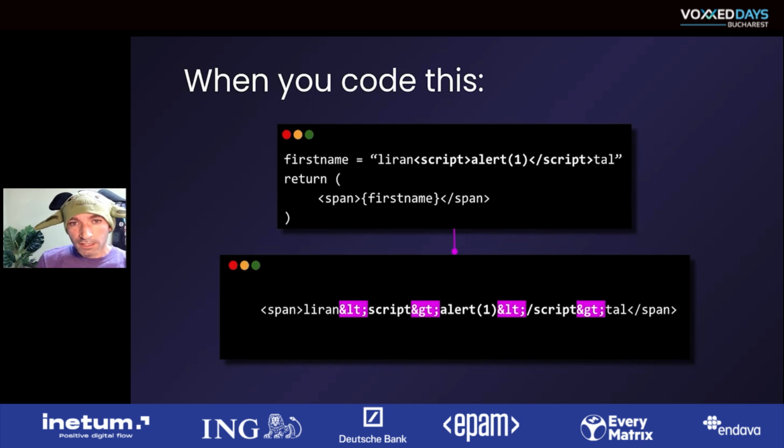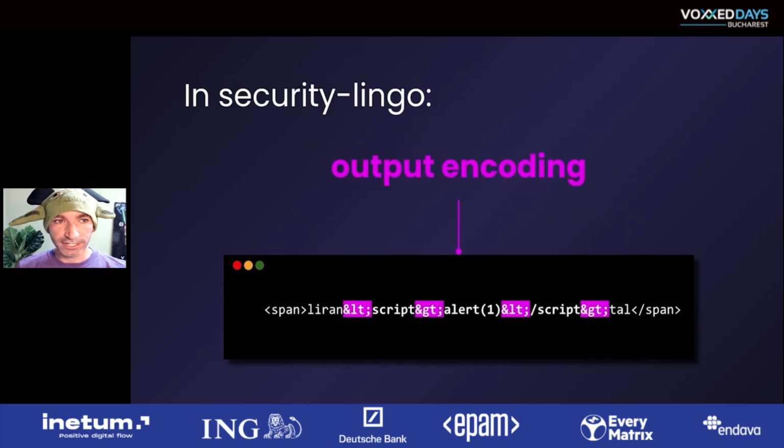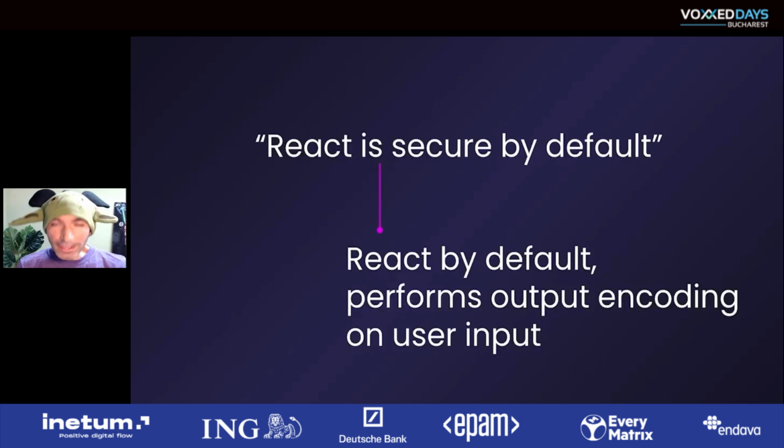And the browser knows this, and this is what I mean when I say React is mostly secure by default. React is mostly secure by default actually means that it knows to encode. So now we have this new jargon telling us what this actually is. This is secure by default if you actually do output encoding by default on any user input.